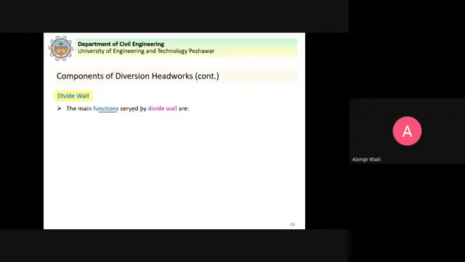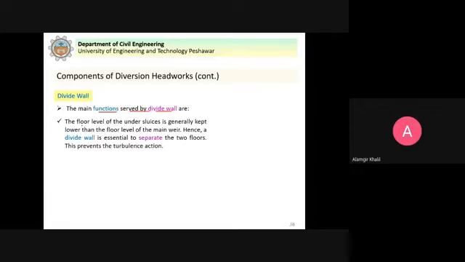The main functions served by the divide wall are: the floor level of the undersluices is generally kept lower than the floor level of the main weir. Hence, a divide wall is essential to separate the two floors. This prevents the turbulence action. So you can see a very important function of the divide wall, as you saw in the video also.